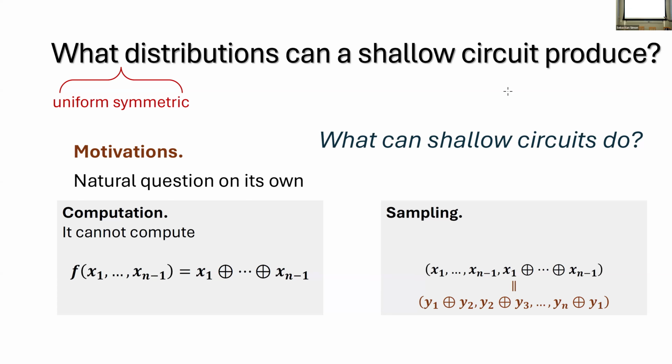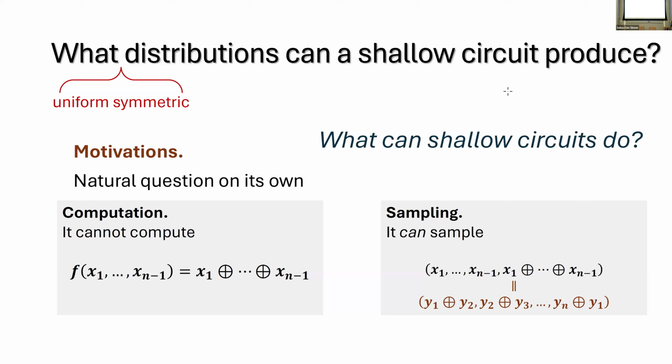So this is a way to produce the same distribution, but the benefit is every output bit depends only on 2 input bits, which is doable in shallow circuits. So it turns out the natural sampling task induced by this computational task is doable in shallow circuits, even though the computation task is hard.